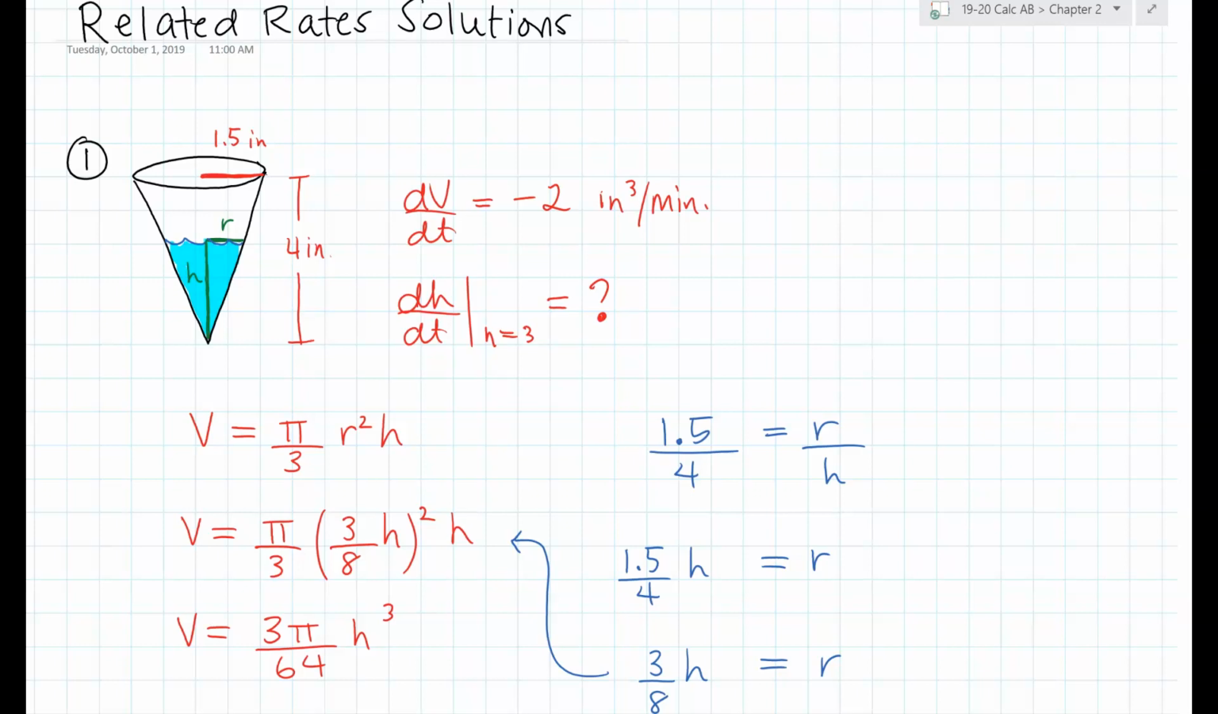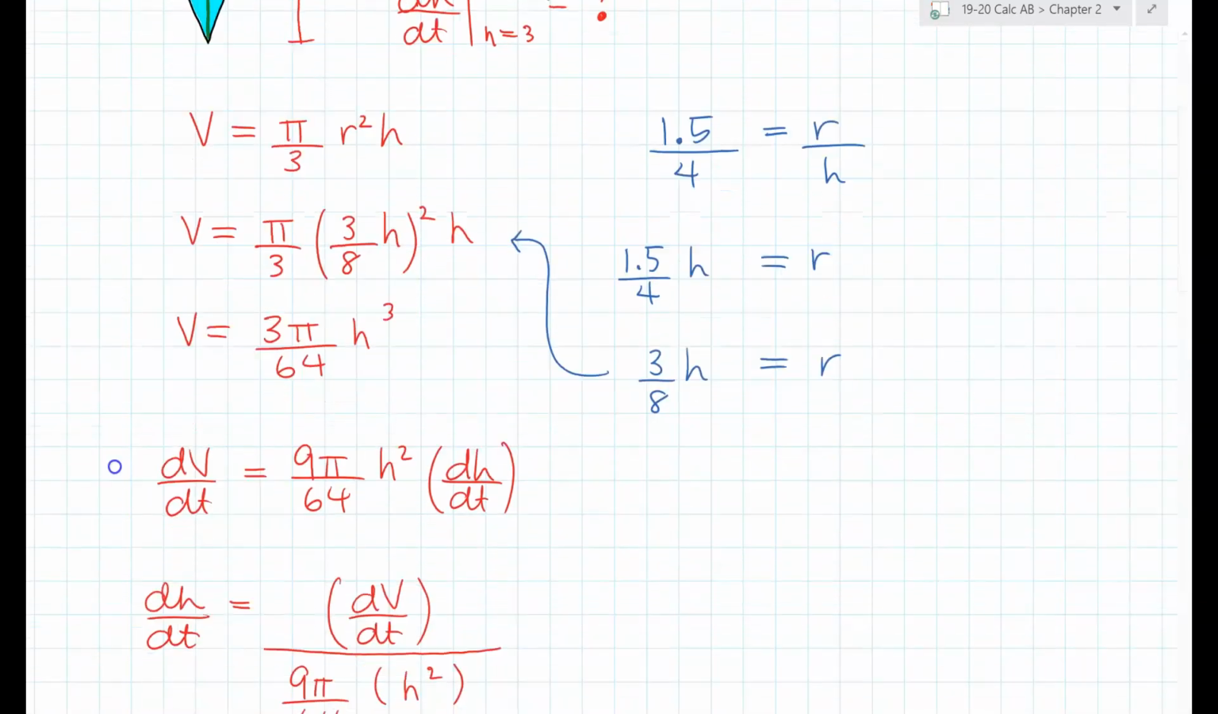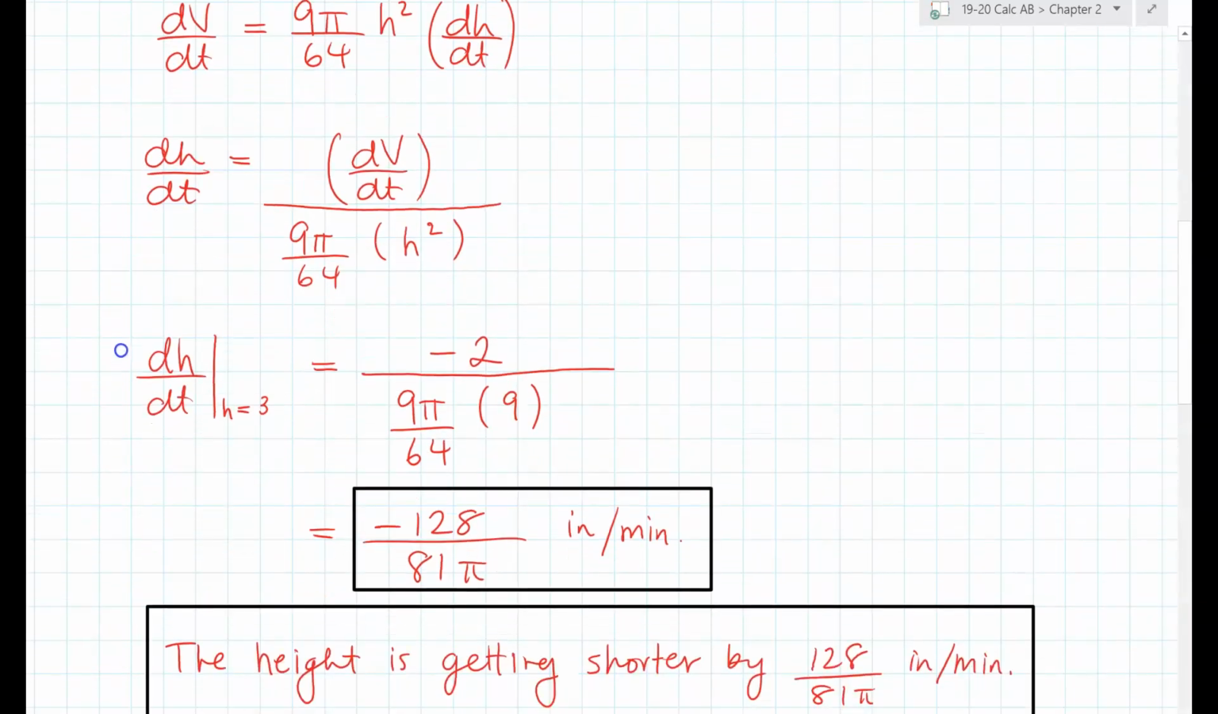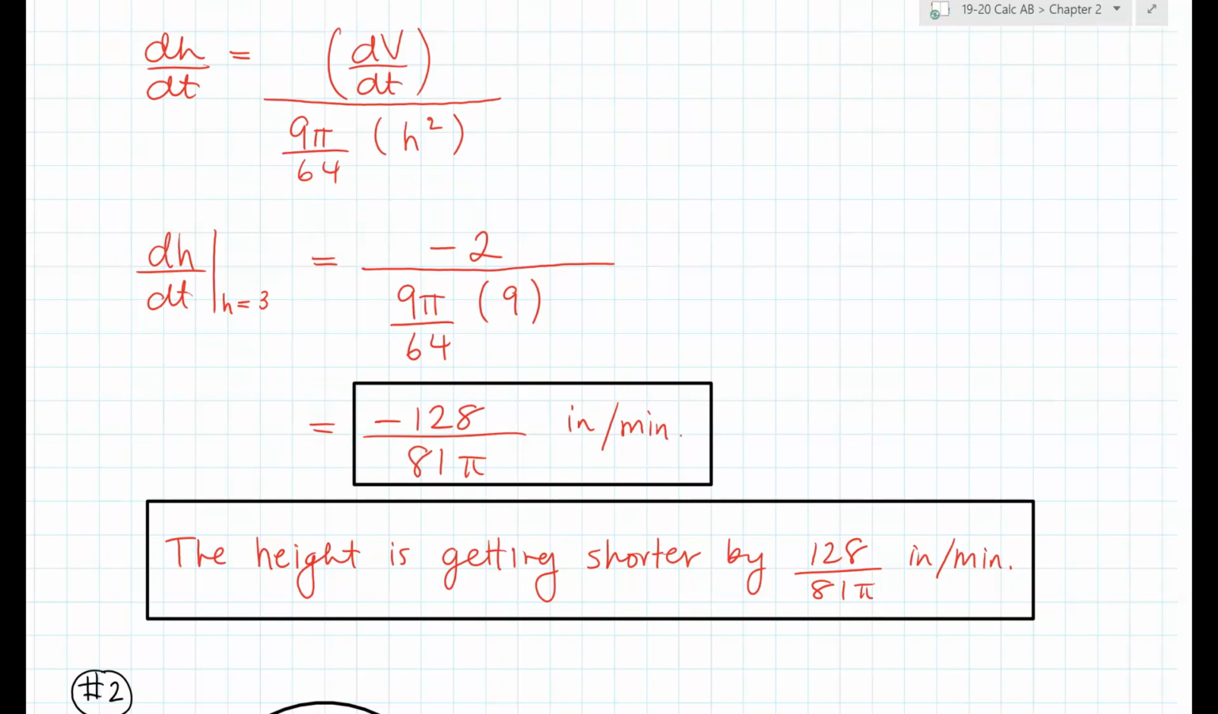All right, so this was the first solution for you guys, okay? We went over it. I just put it on here last time because I wanted you guys to have it. I know we did it in class, but you guys should have gotten that answer, okay? And negative 128 over 81 pi inches per minute.